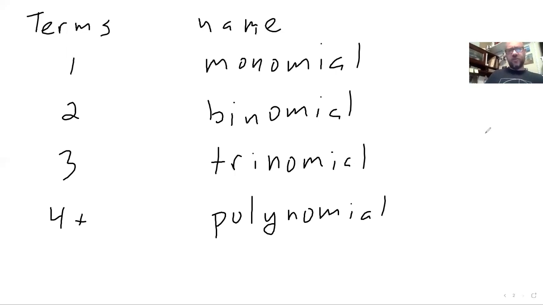And that's just some general naming conventions. So if you hear a binomial or trinomial, we'll use these terms a lot. In fact, we'll use all these terms a lot, but binomials and trinomials are the ones that come up the most in what we're going to be doing here. The other thing I want to talk about is the degree of a polynomial. That actually turns out to be really important.